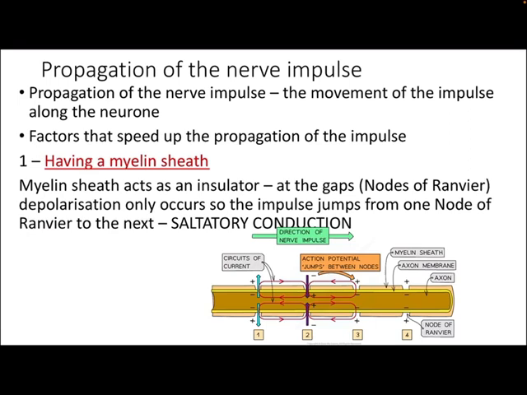So the myelin sheath made by the Schwann cells acts as an insulator. There are tiny gaps known as the nodes of Ranvier along the myelin sheath where there is no myelin sheath present, and it is at those nodes of Ranvier that depolarization can occur. So we say that the impulse jumps along the axon, and this is known as saltatory conduction, and it's jumping from one node of Ranvier to the next node of Ranvier. And this will speed up the movement along the axon.